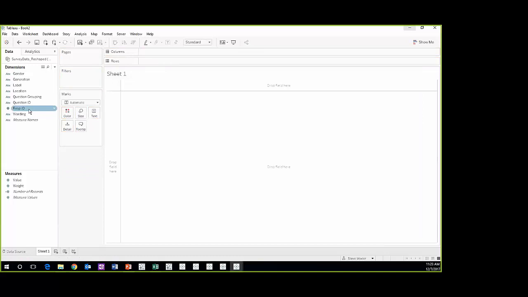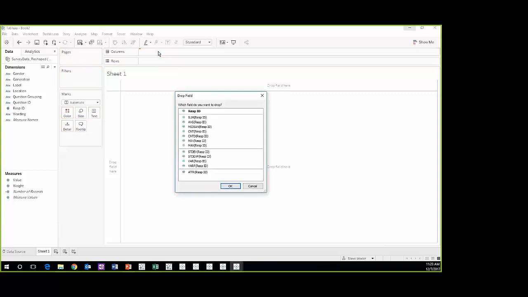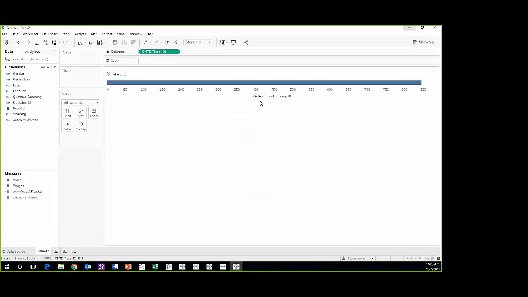In this case, I've got to look at the respondent ID, and I'm going to right drag respondent ID up here. And when I right drag, it will overwrite Tableau's default behavior. And I will say I want to count the distinct number of respondents. And hey, this looks great. I've got 845.